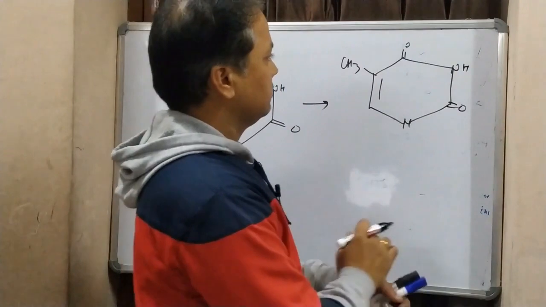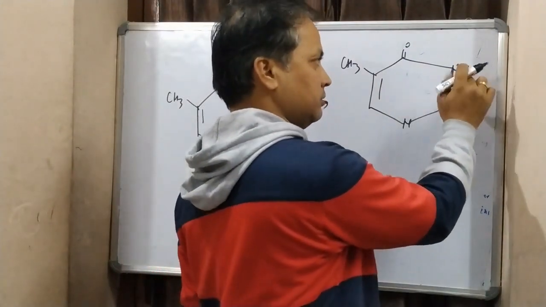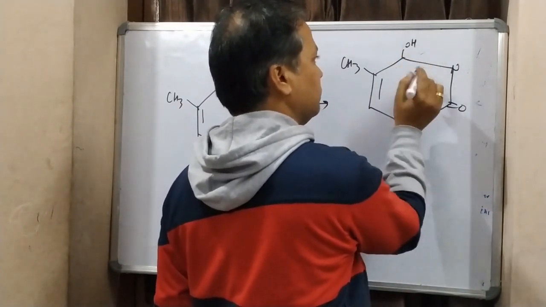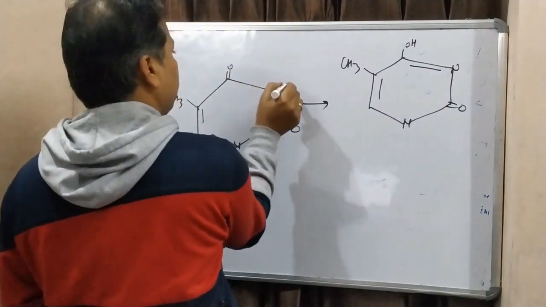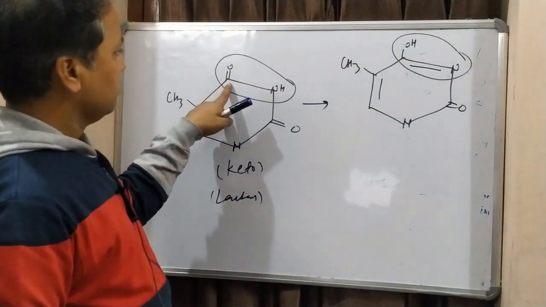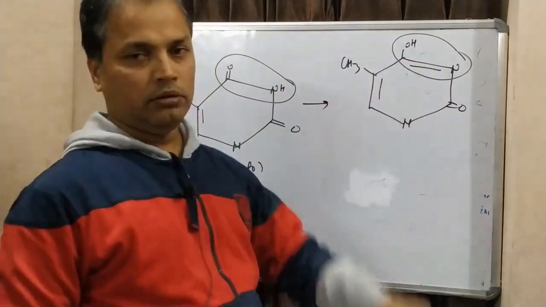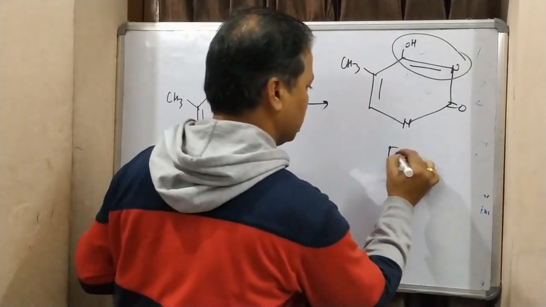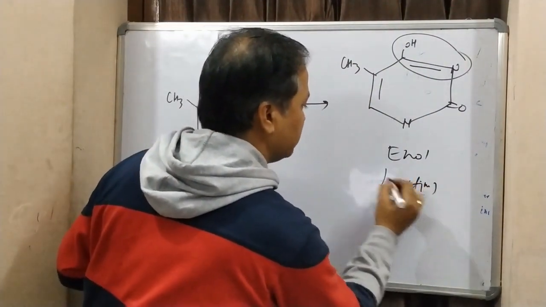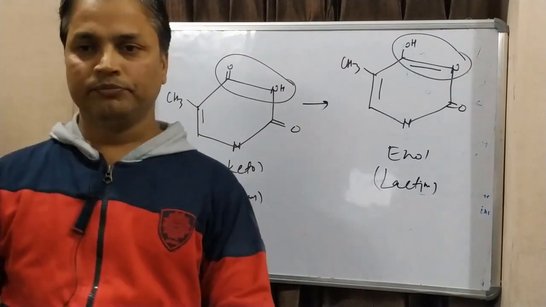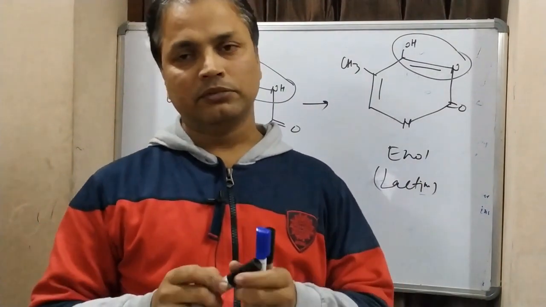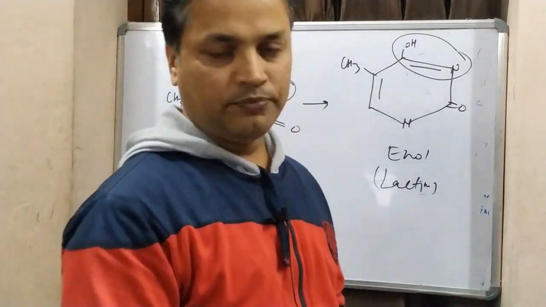These are the structures. What will happen? This hydrogen from here is going to transfer to this one, and this double bond will shift here. So if you see this place, this is the keto group, and this is enol. So this is called keto. You can call it enol, because more specifically it is called lactim form. This is lactam, this is lactim. Similarly, guanine also exists in keto or lactam forms, and enol or lactim forms.